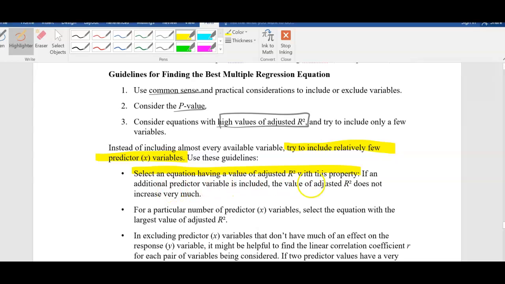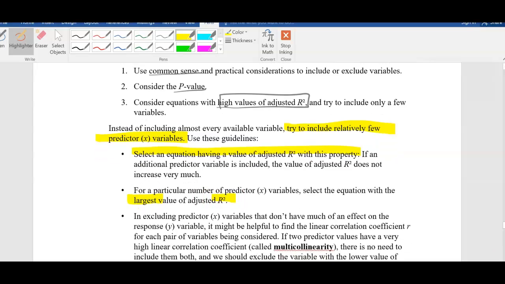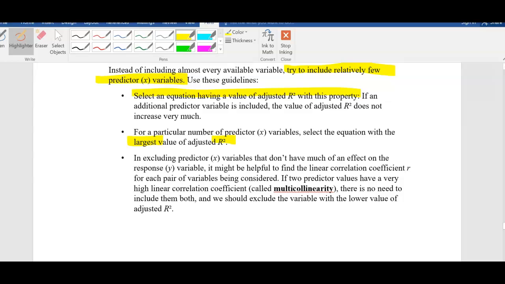So if we include the variable and this does not increase, we don't need it. For a particular number of variables, select the equation with the largest r squared. So we always want the largest r squared. So if we do 2 or 3 different things, we look at those.